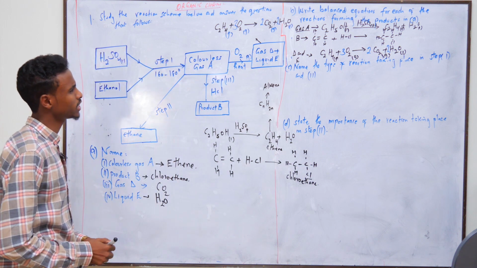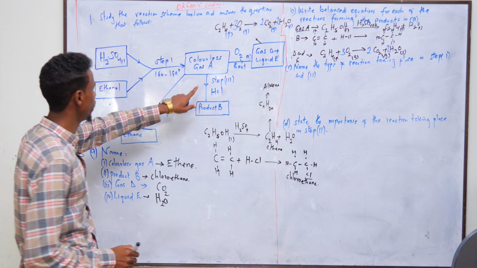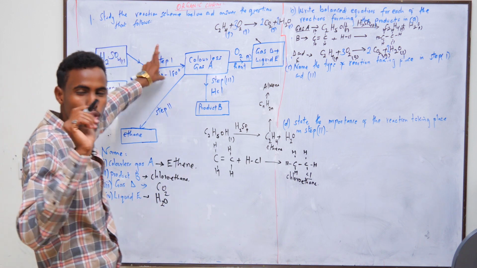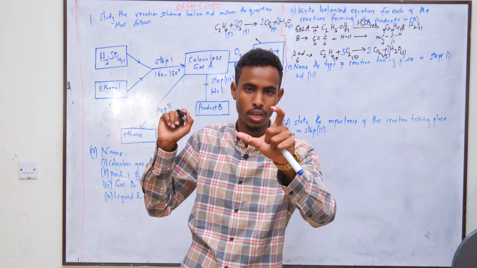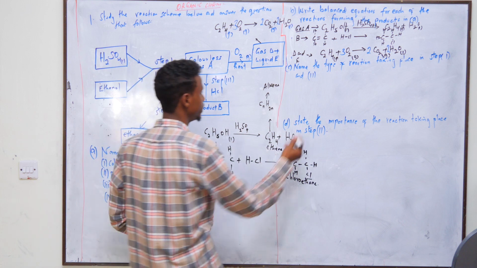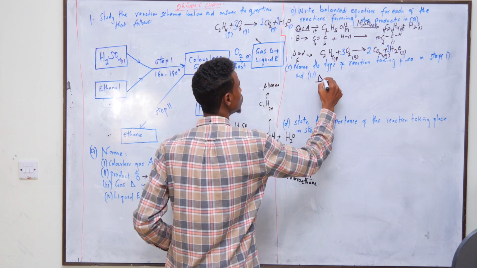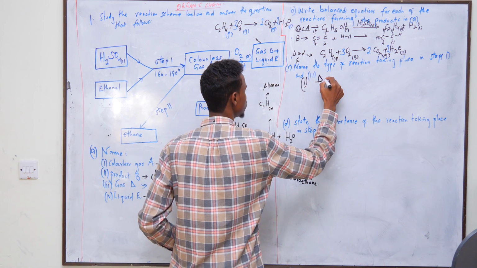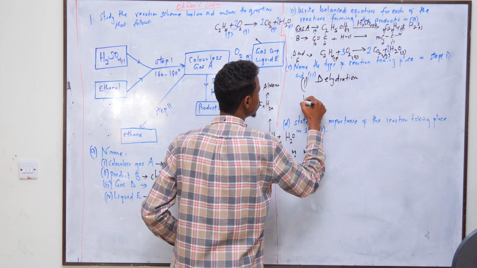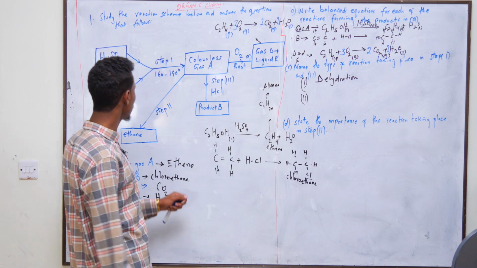Name the type of reaction taking place in step 1 and 2. Now step 1. We are seeing that it involves removal of a water molecule, and that reaction is called dehydration. Now step 1, dehydration. Very good.